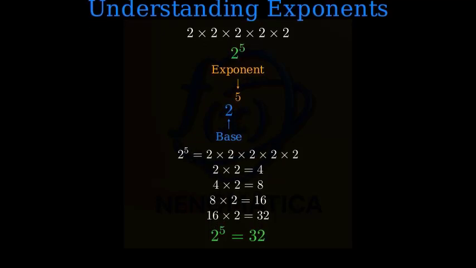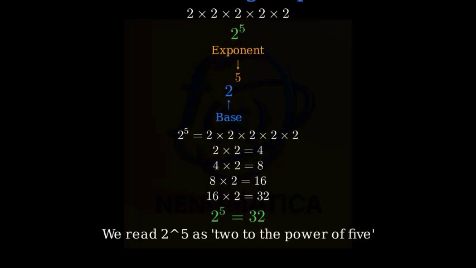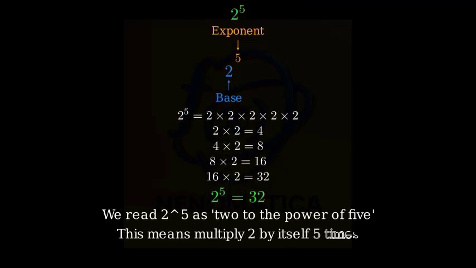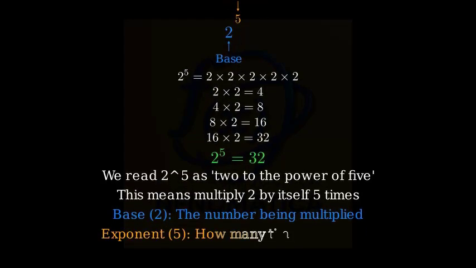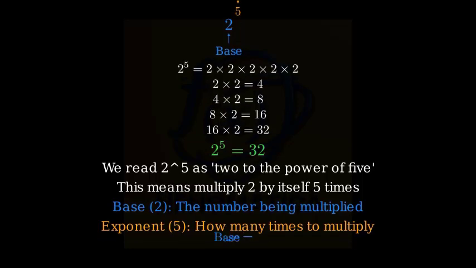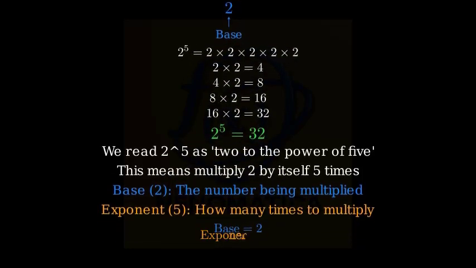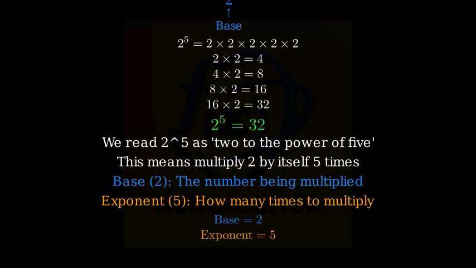Based on our example, let's review the terminology. We read 2 to the 5th as 2 to the power of 5. This means we multiply 2 by itself 5 times. The base, which is 2, is the number being multiplied. The exponent, which is 5, tells us how many times to multiply the base by itself. Let me introduce 2 important mathematical terms from our notation. The number 2 is called the base. The number 5 is called the exponent or the power.